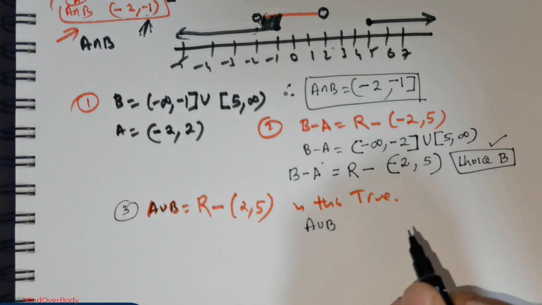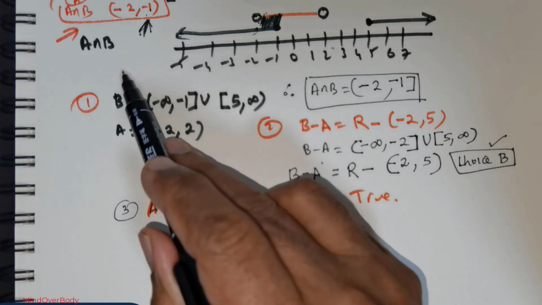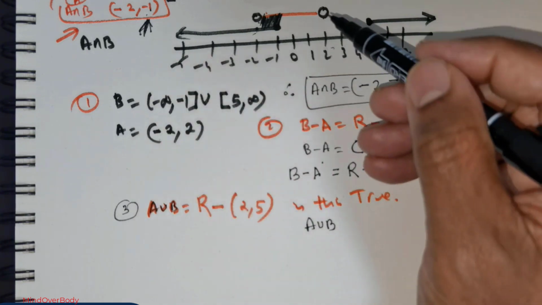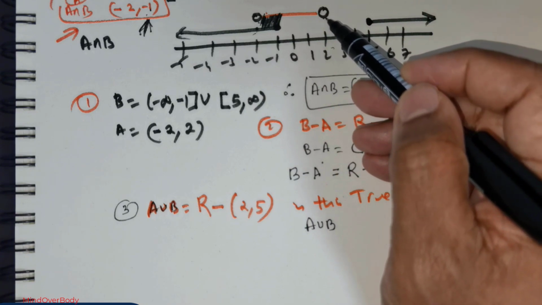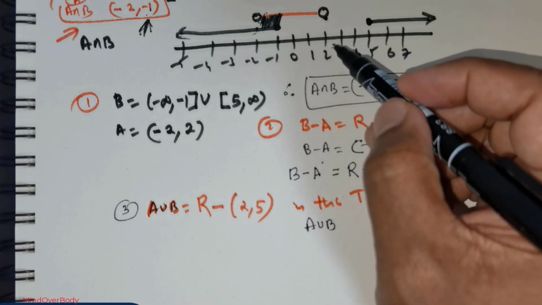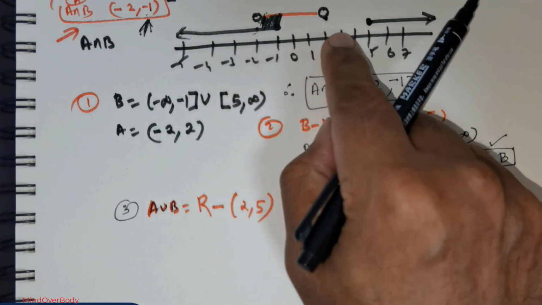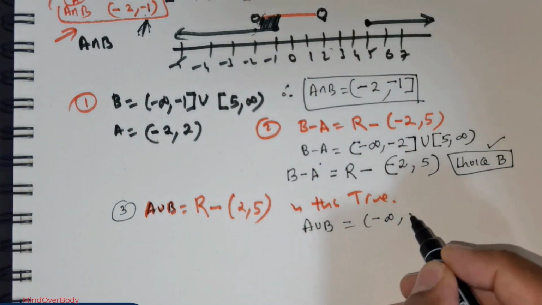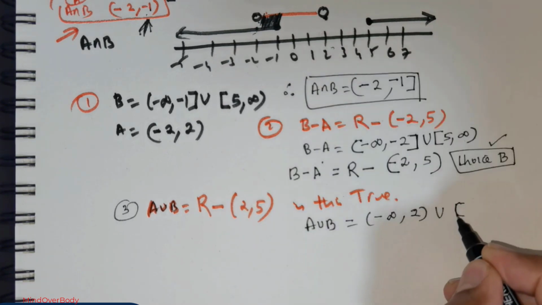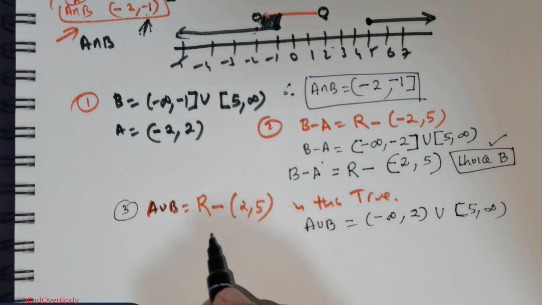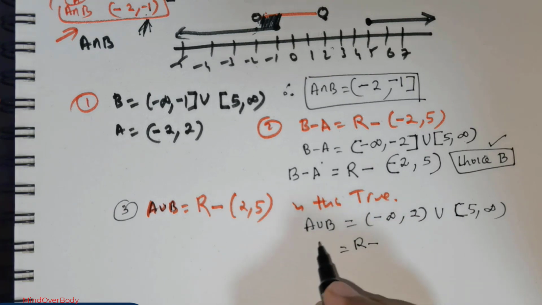A union B. Now my B is starting from here, -1, and moving up to -infinity, and my A is between -2 to +2. So let me write that down. From -infinity, this is the region of A, all the way to 2, because we're talking about A union B. So all the way to 2, and then this has to be united with the closed interval 5 to +infinity. Now if you were to write it in terms of R, you have to take the complement of this.